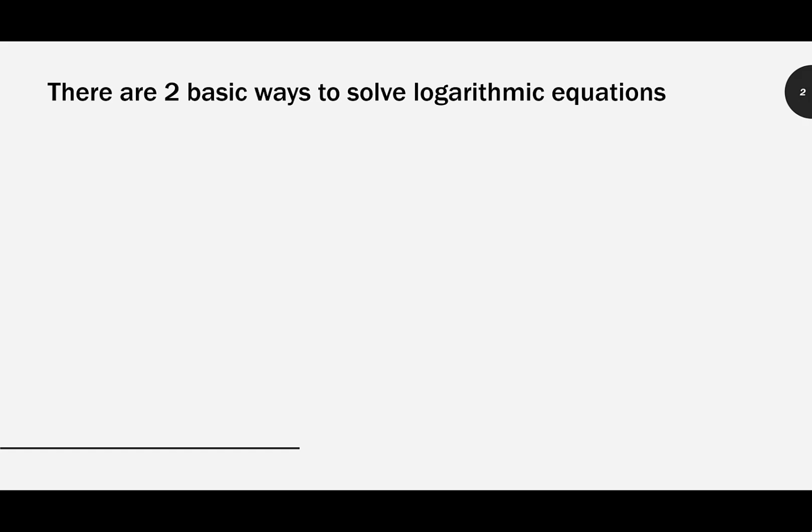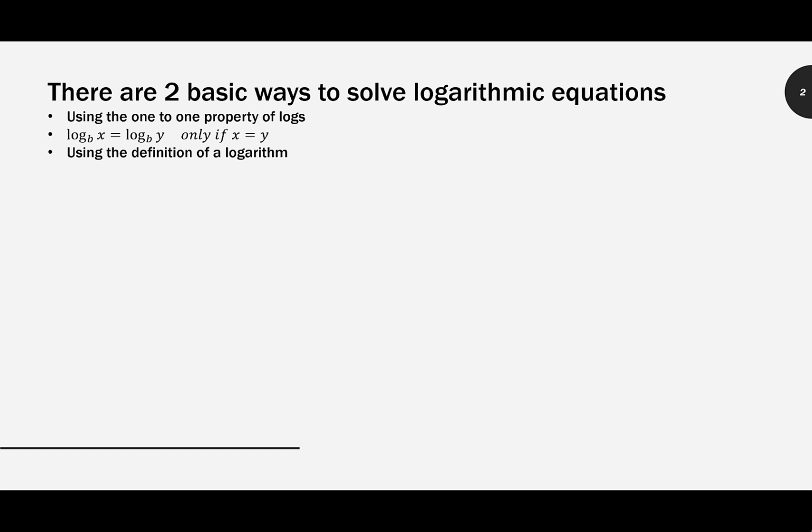So we're going to start by just saying there are two basic ways of solving logarithmic equations. One way is using the one-to-one property of logs, which means whenever log base b of x is equal to log base b of y, we know that x is equal to y. The other way is using the definition of logarithm, which is that log base b of y is x means b to the x equals y.